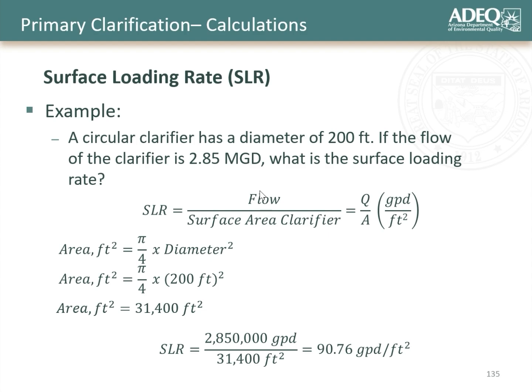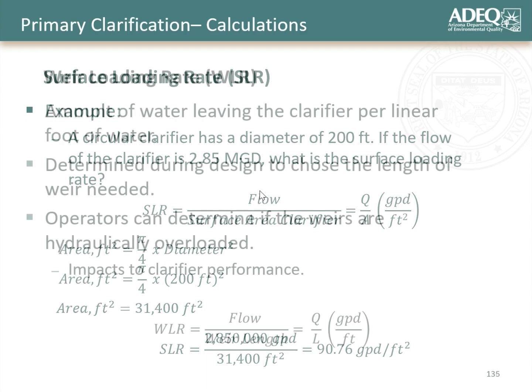Now, in our equation here, we want this in gallons per day. Well, 2.85 million gallons per day is equal to 2,850,000 gallons per day. So we take 2,850,000 gallons per day divided by the 31,400 square feet, and that gives us a surface loading rate of 90.76 gallons per day per square foot.